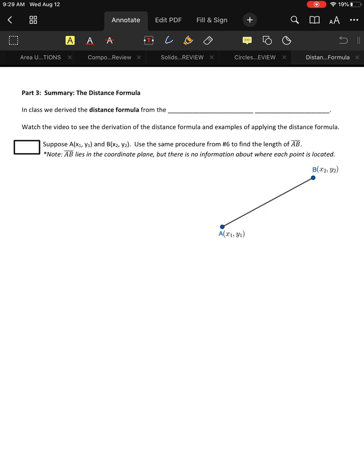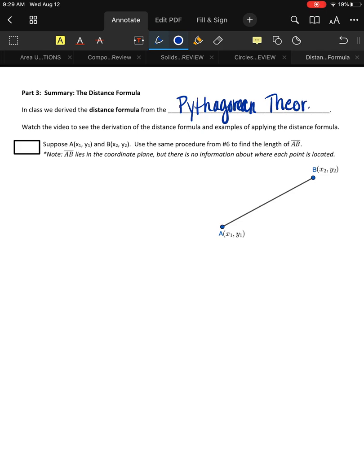So in class, we derived the distance formula from the Pythagorean theorem. So remember that a derivation means we are starting with the Pythagorean theorem and then we are changing it until we get to a new form. And that new formula really gives us the distance formula. So let's do the derivation.